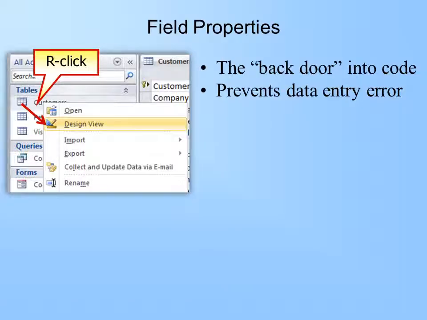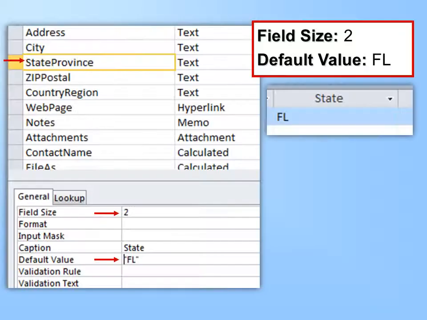When you have time, you go into Field Properties, a backdoor into code, and this helps prevent data entry error. So we open up our tables in Design View, right-click on it, and choose Design View. You'll want to change your field size for something like state and province to 2, especially if you're only going to put a 2-letter abbreviation in.